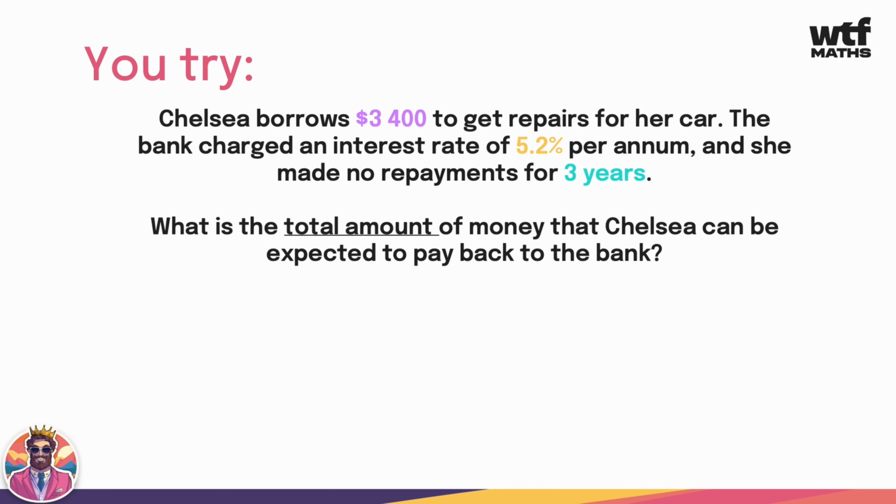Here's a question for you to try. Chelsea borrows $3,400 to get repairs for her car. The bank charged an interest rate of 5.2% per annum, and she made no repayments for 3 years. What is the total amount of money that Chelsea can be expected to pay back to the bank? If you could please pause the video and give it a go. We'll come back with an answer soon.